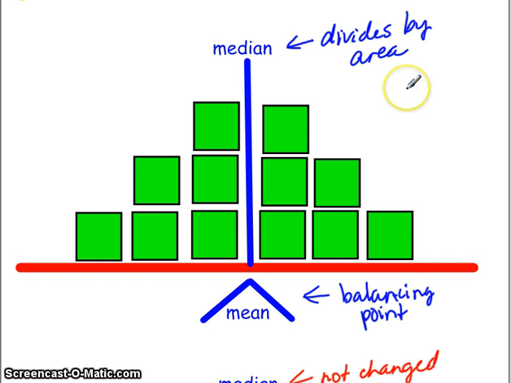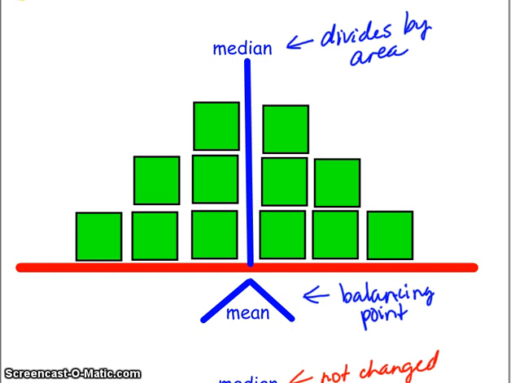So let's say we have a very symmetric distribution of data represented by these squares. The median is the middle value, divides the area in half. So half of the area of the histogram is on this side, half is on this side. The mean is the balancing point. You can tell just by looking that that would balance because there's exactly the same amount of blocks on both sides and they're in the same positions.